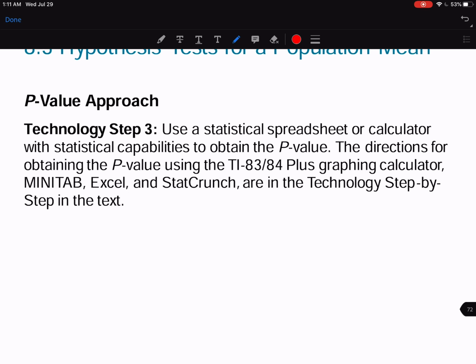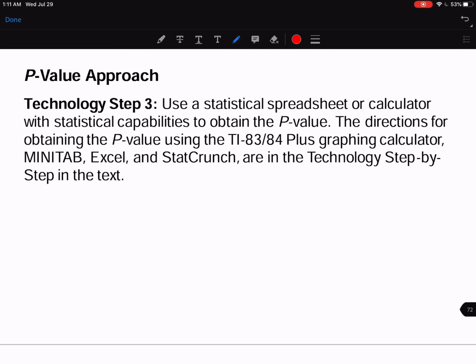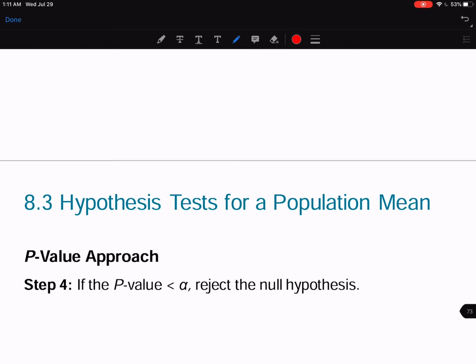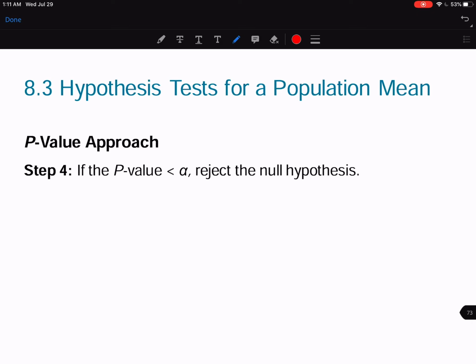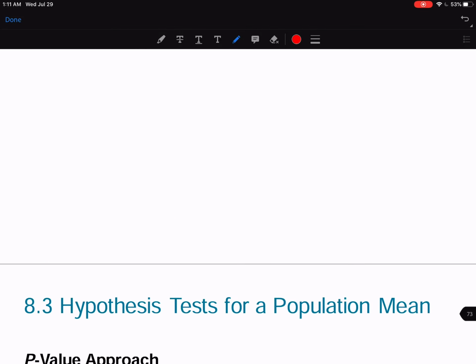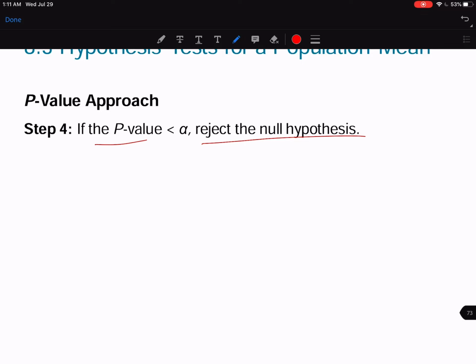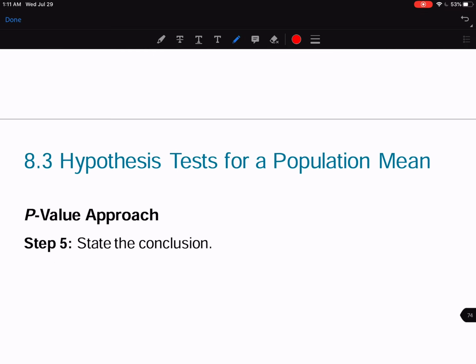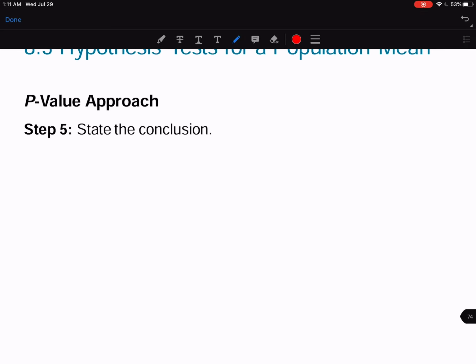With technology, of course, we can find the p-value from the calculator directly. I'm going to make a separate video for that. And then once we get the p-value, we just compare the p-value with alpha. If the p-value is less than alpha, reject the null hypothesis. This is the same thing as what we did for the hypothesis test for the population proportion. And then after comparing the p-value with alpha, you make a stated conclusion, either reject the null hypothesis or fail to reject the null hypothesis.